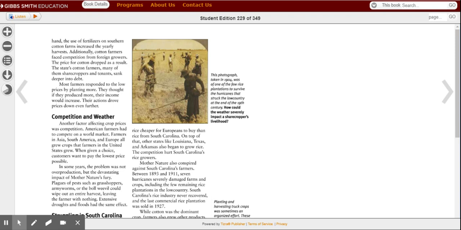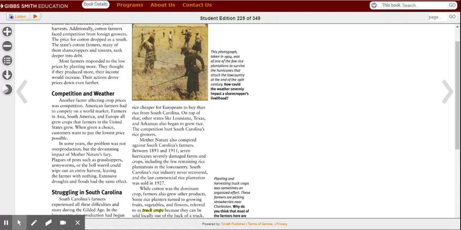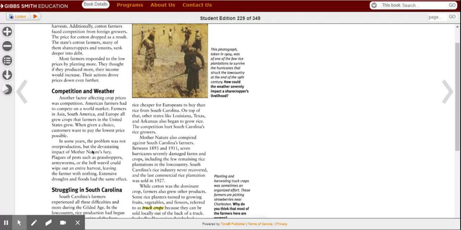Competition and weather. All right, competition is a huge thing. You have large farms and small farms trying to compete with them. It's always hard to do. The little guy is going to struggle to beat Walmart. Does that make sense? American farmers had to compete on a world market, and farmers in Asia, South America, and Europe were all growing crops as well. And you had to compete with them and ship it across the ocean.